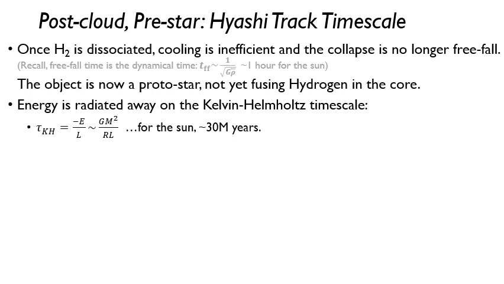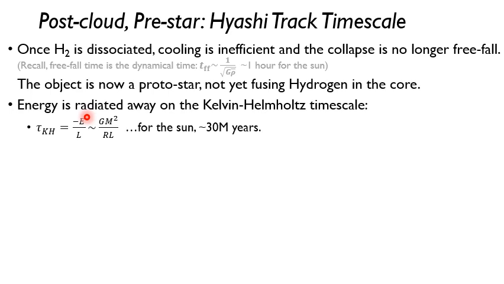The energy of our protostar is going to be radiated away on this so-called Kelvin-Helmholtz timescale. So the only energy we have to release is the total energy, which by virial equilibrium is given by the gravitational potential, rather half of that gravitational potential.